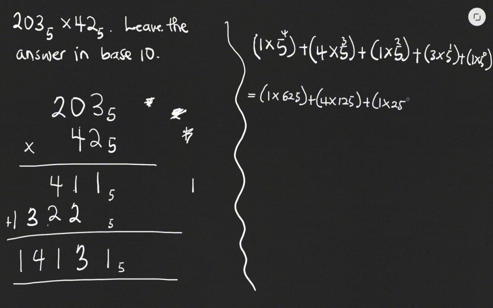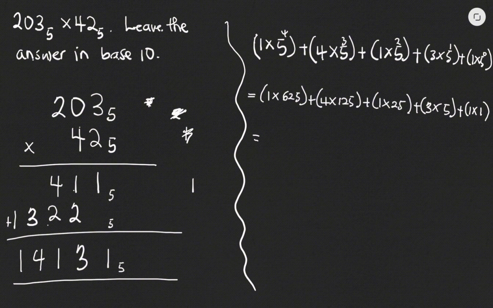So I have 25 here, plus 3 multiplied by 5 raised to the power 1, which is 5. Then plus 1 multiplied by 5 raised to the power 0, which is 1. So I have 1 over here. So from here I simplify.